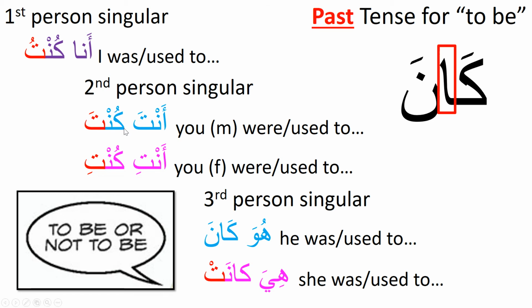What about if it was you masculine? Instead of kuntu, it's kunta. Notice how we lost the aleph here as well. Kunta. Anta kunta tadhab. You were or used to go. What about you feminine? Anti kunti tadhabin. And so you were or used to go.